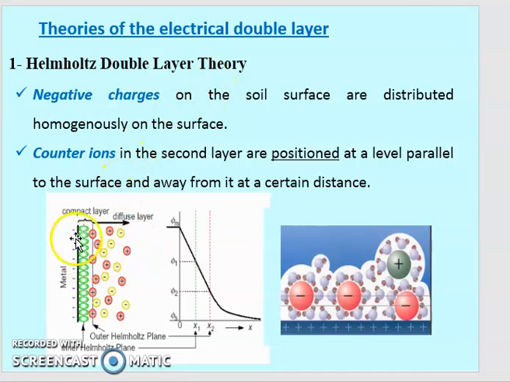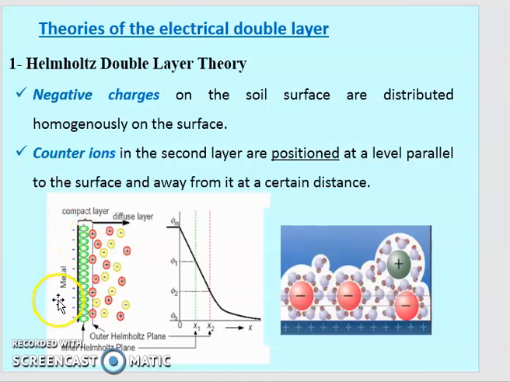Helmholtz assumes that a double layer consists of two layers, a negative layer on the metal, the soil metal. Imagine that it is a soil particle, but a small piece of a soil particle. If you complete the circle, then you have a circle of soil particle. But we take only a small piece of the particle, and it looks like a line.